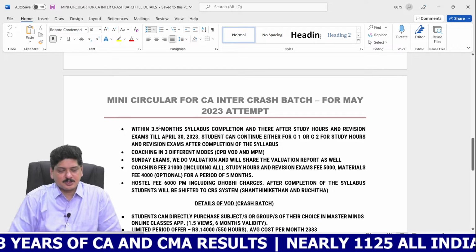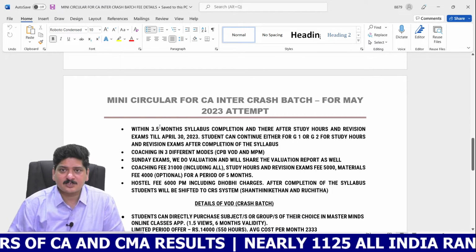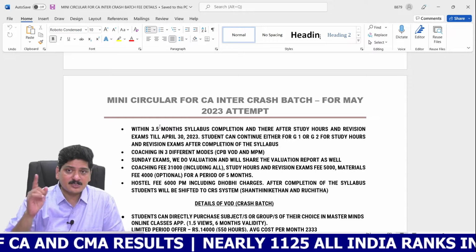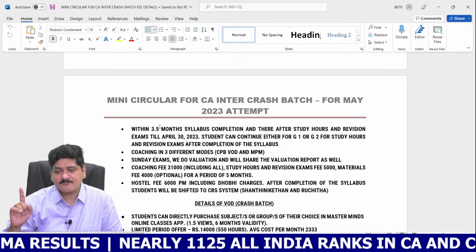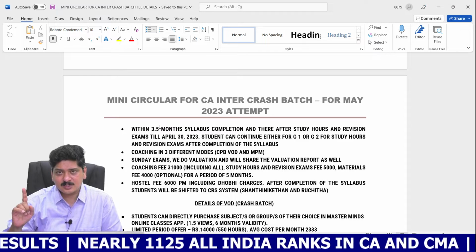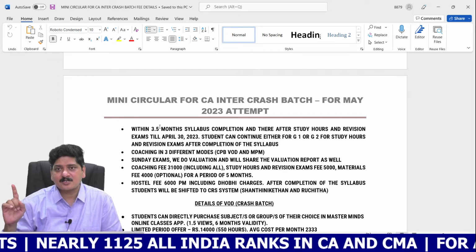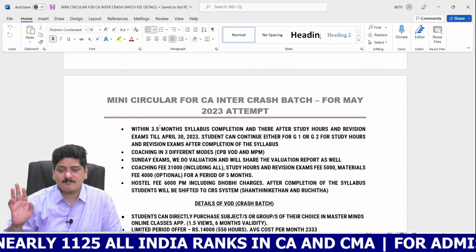Please do note that, my dear children, in case of hostel students, after completion of the syllabus, you will be shifted to a complete residential system. You'll be shifted to another hostel campus where the study campus and the hostel will be one and the same.